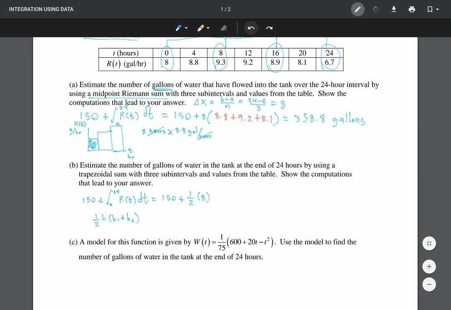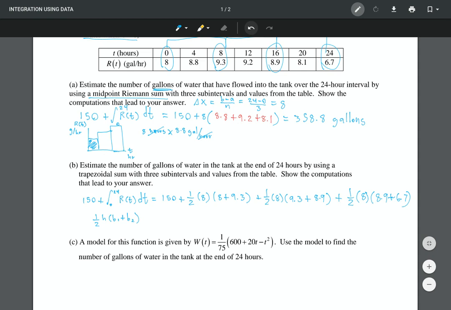All right, so the first trapezoid would be 8 times (8 plus 9.3). That's base 1 and base 2. Plus 1/2, again, the height is going to be the same for all of these, and this would be 9.3 plus 8.9. Then I would have 1/2 of 8.9, oops, I forgot the 8. Maybe I didn't. 8.9 plus 6.7. Okay, so you can type it on your calculator like that.